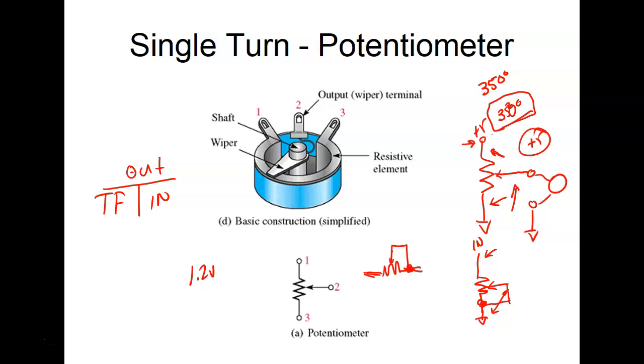So single-turn pots, you'll never get 360 degrees. But the way the 5-turn pots are set up is you turn the knob multiple times to get it to move, right?